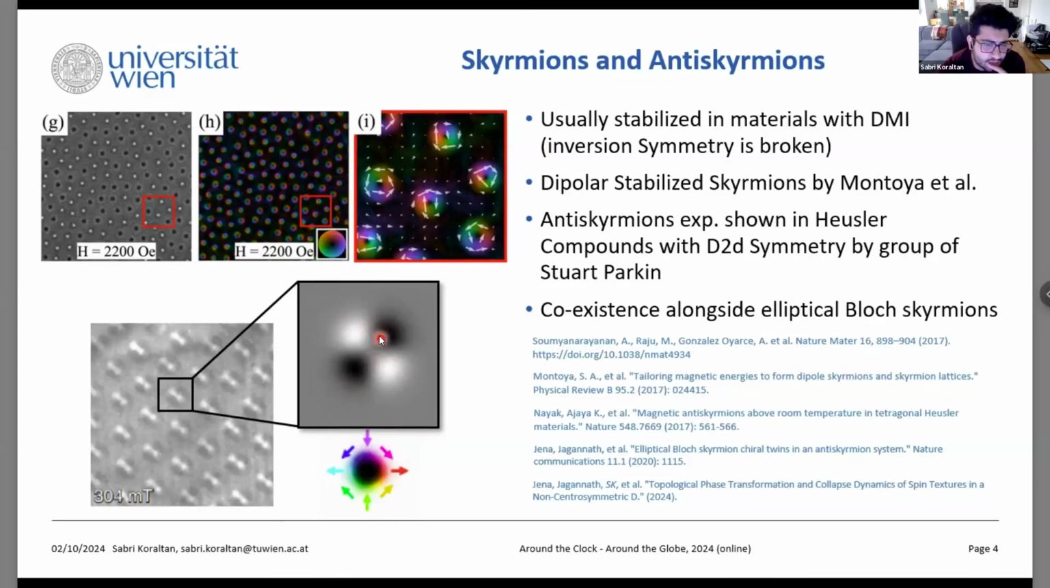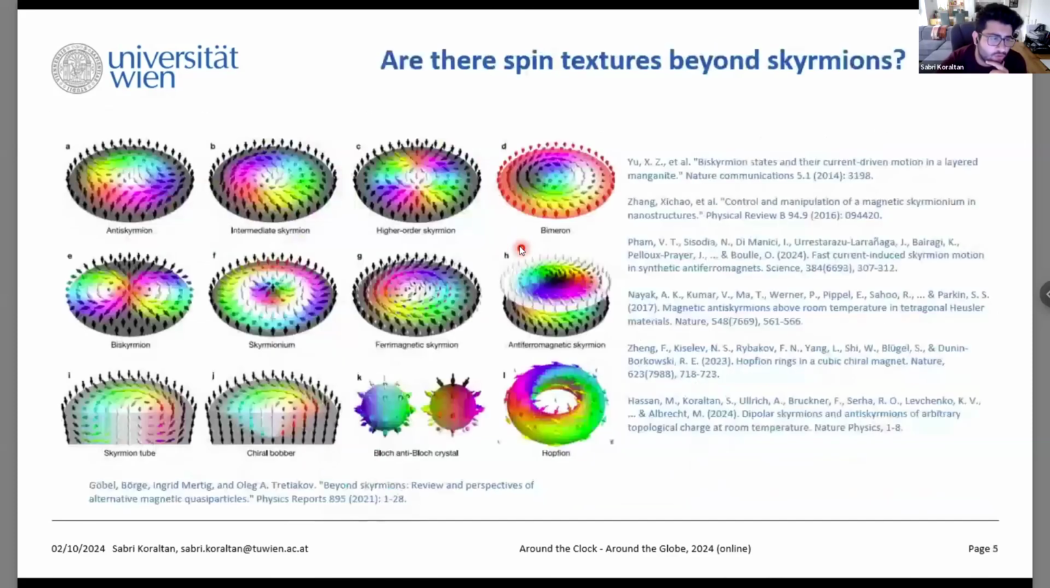These are some of the spin textures that I will talk about, but I can also highly recommend this review article in which more spin textures beyond skyrmions are discussed. And we will also see that they have mentioned something, for example, which is called a higher order skyrmion. And we will have a closer look at this towards the end of my presentation.